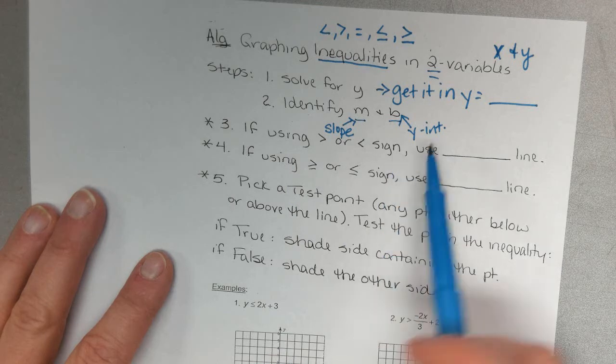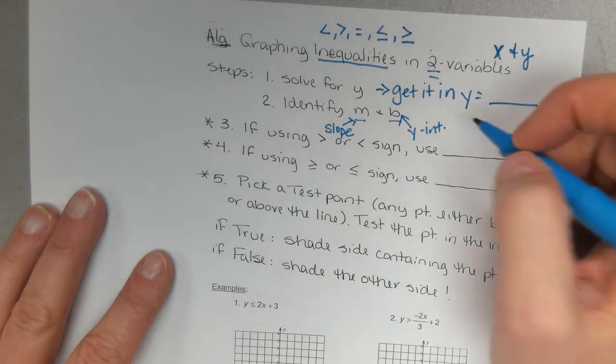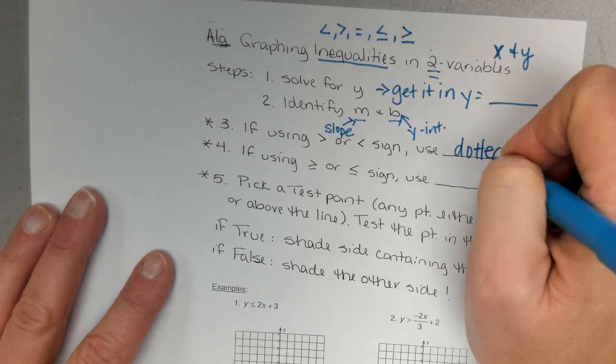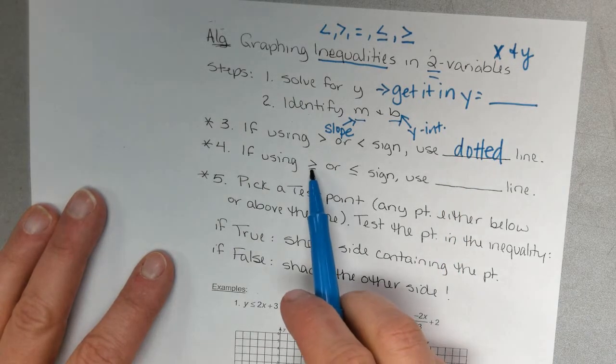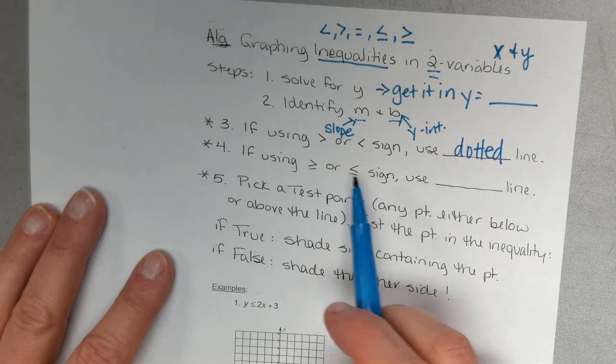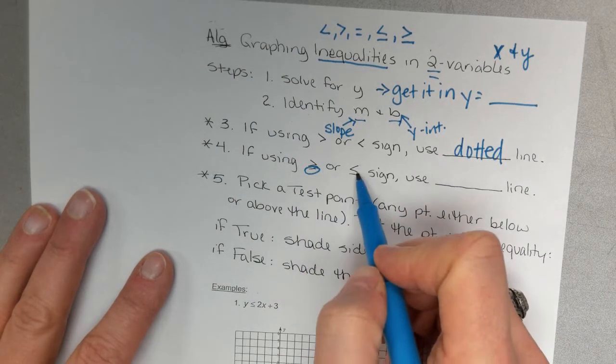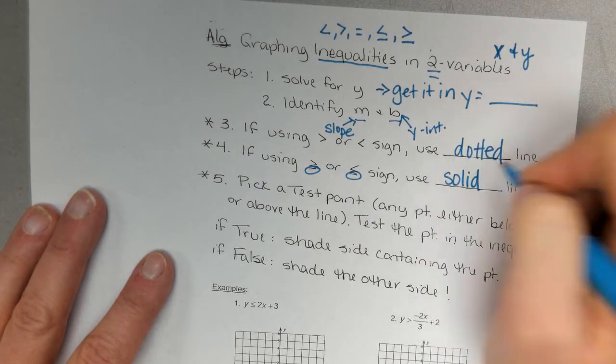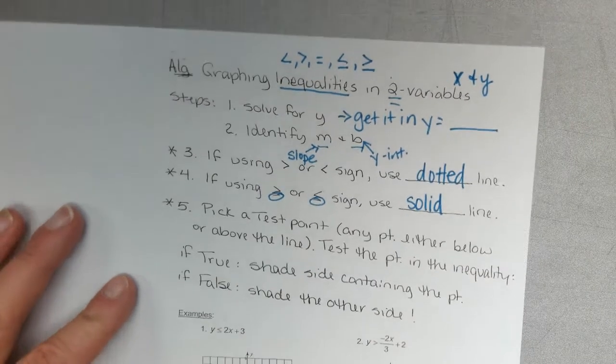Alright, so the third step is, if you're using a greater than or a less than sign, this is something new. This is what we're going to do. If it's a greater than or less than sign, you use a dotted line. If you're using greater than or equal to or less than or equal to, so if it has this equal to thing on the bottom, you're going to use a solid line. Okay?